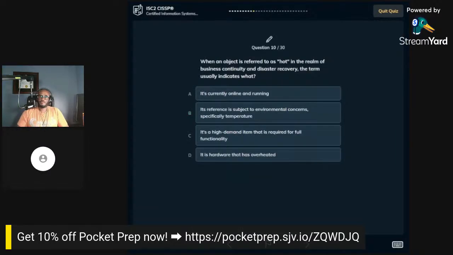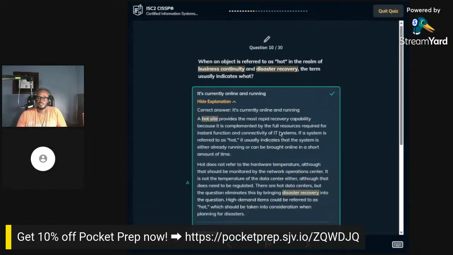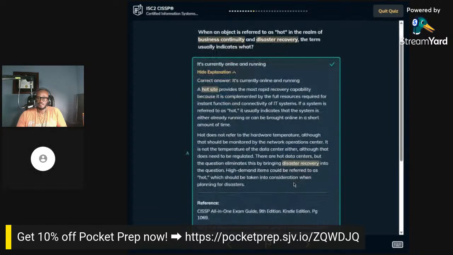All right, when an object is referred to as hot in the realm of business continuity and disaster recovery, the term usually indicates what? If we look at hot site, it's already able to run. I would say A, it should be Alpha. Yeah, currently online and running. It's not broad. Nothing to do with temperature. Nothing about high demand. Yeah, hot site is up and running.